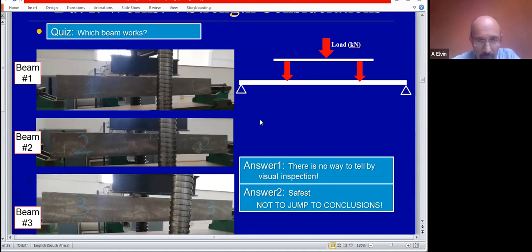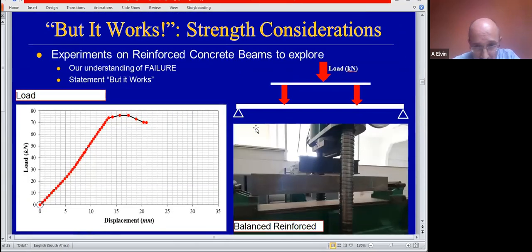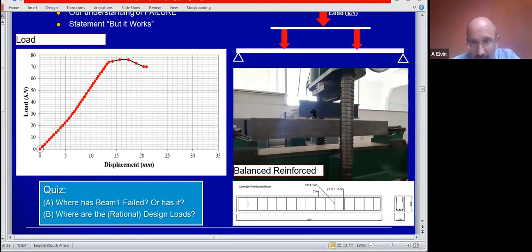So we will start off with beam number one. All right, so let's go to beam number one and see what we've got. So here we have the picture of beam number one. I will give you more information that it is balanced reinforced. In other words, we applied the load and we used the modern South African codes to determine how much reinforcement is required, and all the reinforcement that has been supplied is to code. We load and we measure the deflection of the load point, and we plot the load versus the displacement of the load. And the picture is taken where this black circle is, in other words, at the unloaded stage.